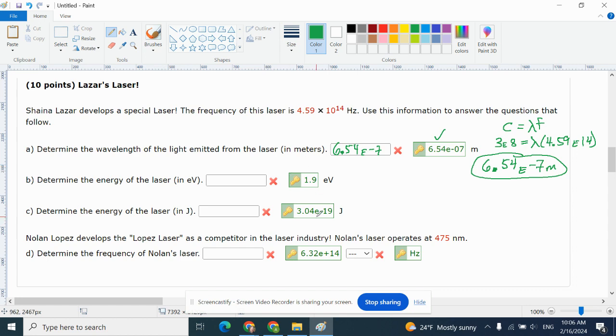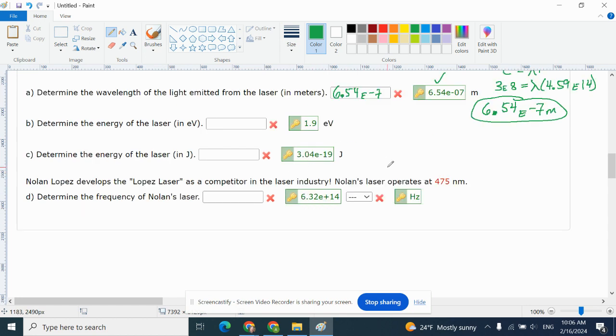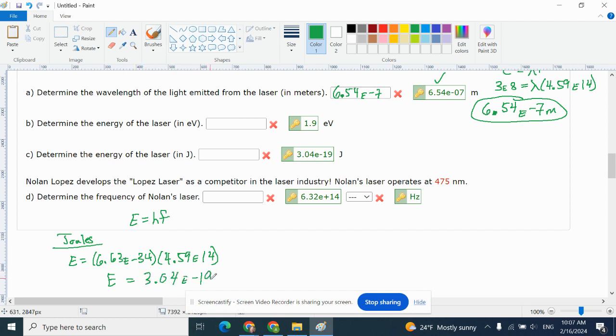Energy of the laser in EVs, and then in joules. So I'll do B down here. Energy is HF. For joules, we're going to use 6.63 E negative 34. Frequency is 4.59 E positive 14. Calculator time. I got 3.04 E negative 19 joules. That's in agreement for part C.